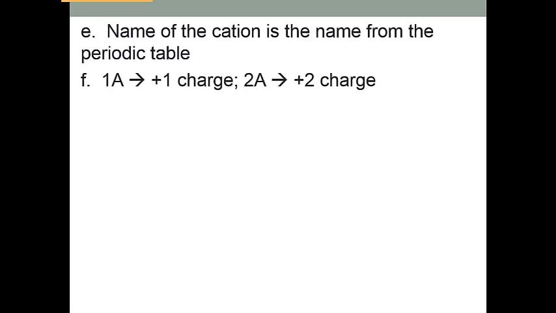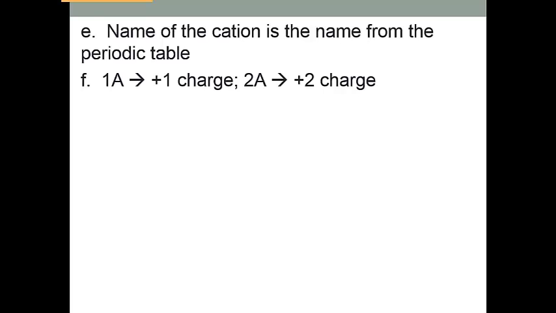Now, the naming of a cation, remember cations are positively charged. Whenever we name a cation, it's going to be the name that's off the periodic table. So if we say that we have the sodium cation, it's just called sodium. So not very hard there. It's the negative one that we'll have to adjust the naming on.